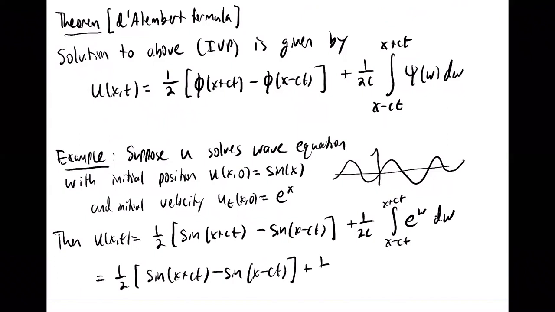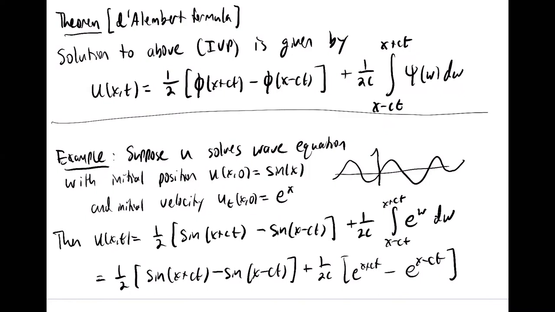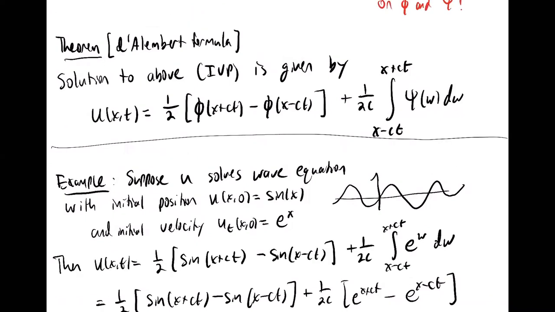And then I have 1/2c times e to the x plus ct minus e to the x minus ct, sorry. Right, and so that's the solution with these particular initial conditions. Right, so next time I'll begin the lecture by proving this formula.